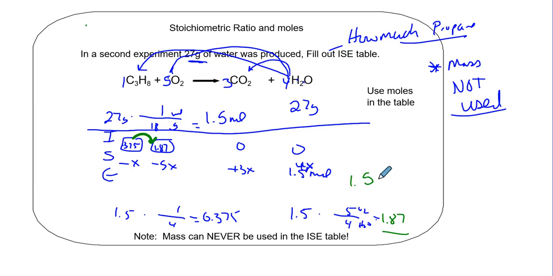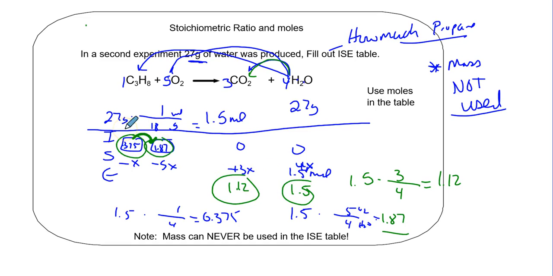1.5, useless for grading at least, at a 4 to 3 ratio. Drop from here to here. And 1.5 times 3 divided by 4 is 1.12. This is how much I get in the end, 1.12. And of course we got our 1.5 here. These are all the values that we're going to get out of this ICE table.